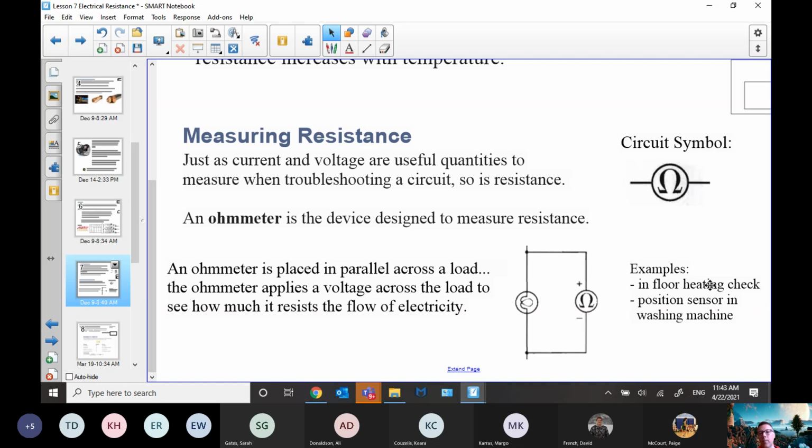Specific examples: when I put in-floor heating in the house, I had to check the resistance of the line and see that it matched the factory specs. If it was same as factory specs, then you know it's not damaged and you're good to go in installing it.